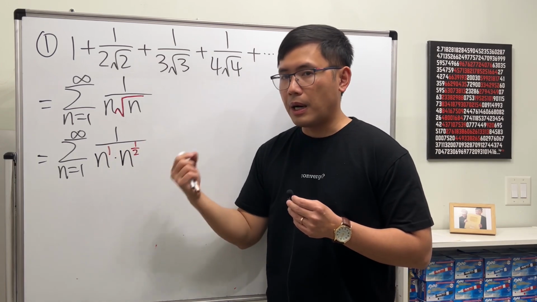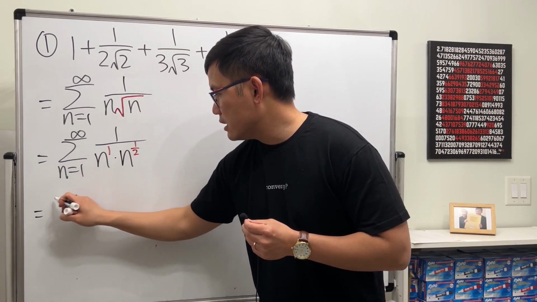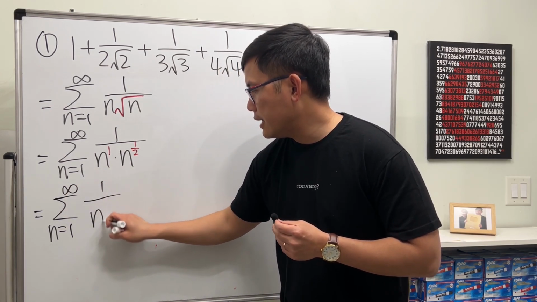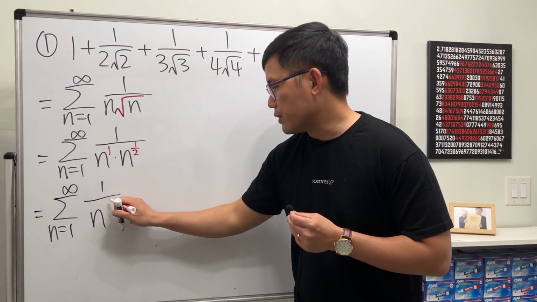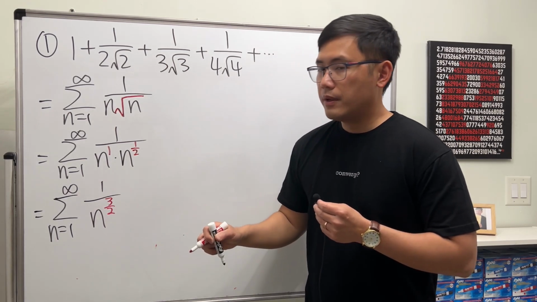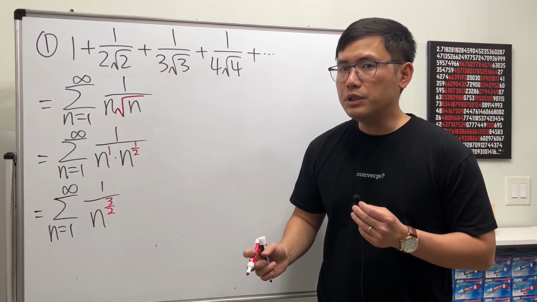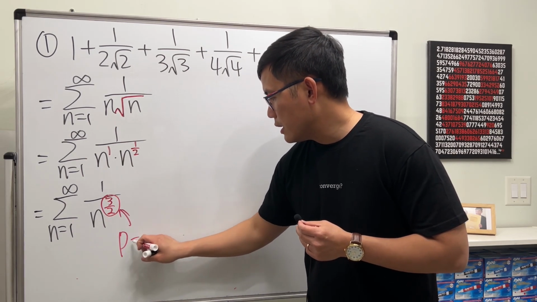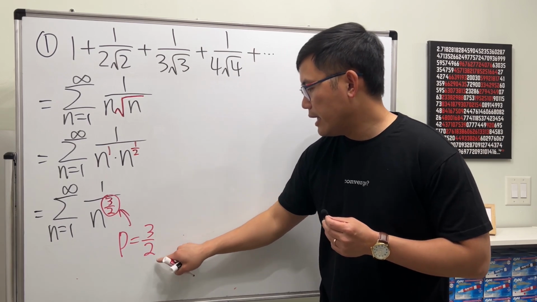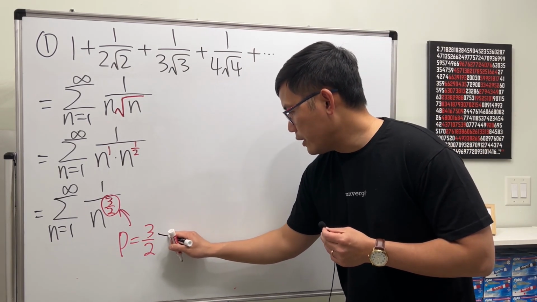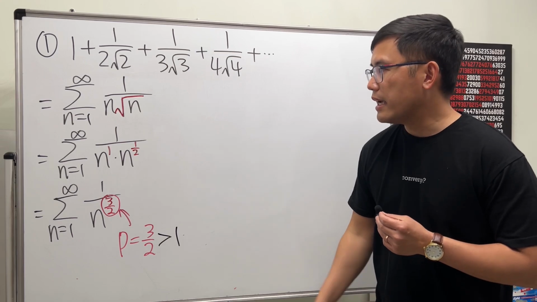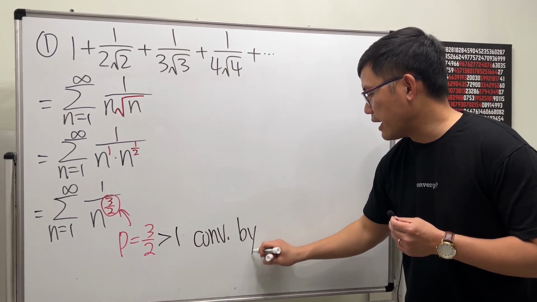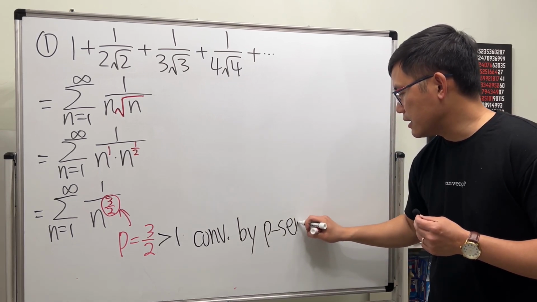Therefore, we can just add the powers. So we get the series as n goes from 1 to infinity, 1 over n, 1 plus 1/2 is 3 over 2. So this is in fact a p-series. We can just go ahead and indicate the p, which is 3 over 2. And because this p is greater than 1, therefore we can say this series converges. And this is by the p-series test.